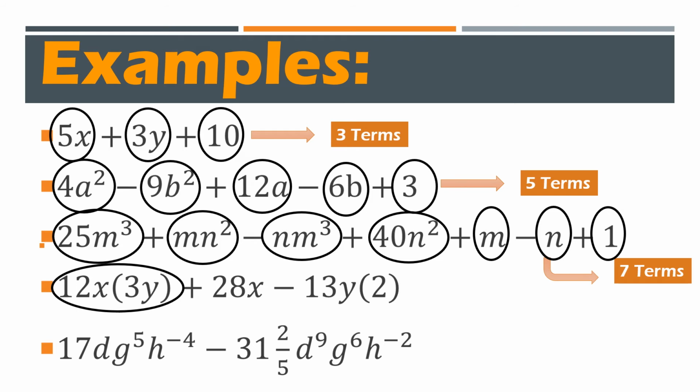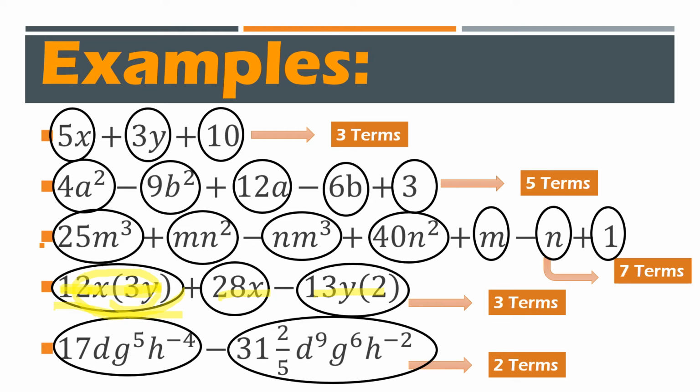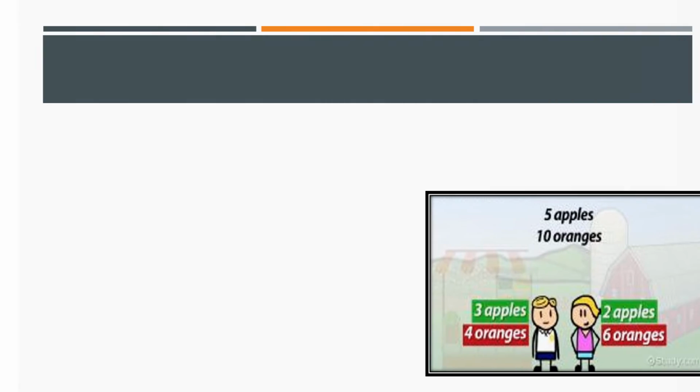In the fourth example, 1, 2, and 3. Why is it that this expression is considered as one term? Because the operation between the two is multiplication. We can multiply 12 and 3, and then x and y, right? So this is considered as one term, another term, and another term. So all in all, we have 3 terms. In the last example, how many terms do we have? That's right. We have 2 terms, which are 1 and 2. So we have 2 terms.